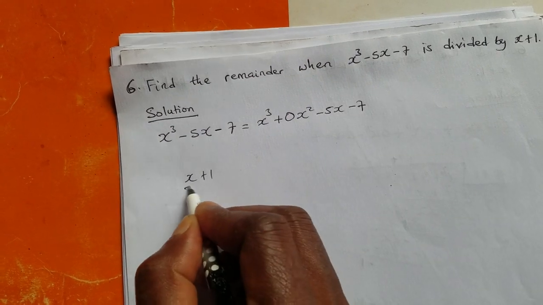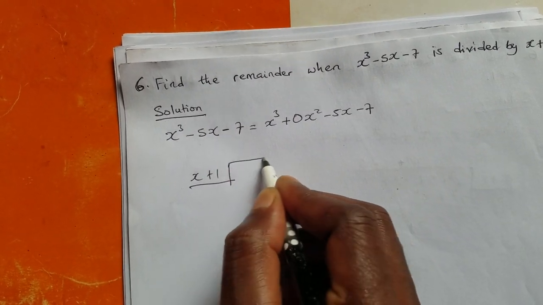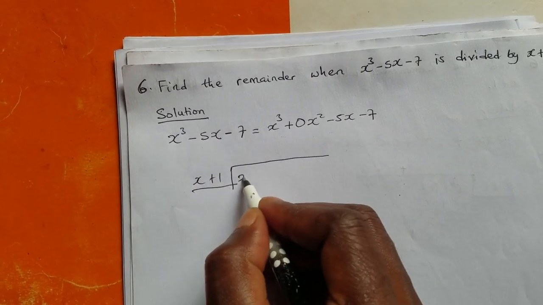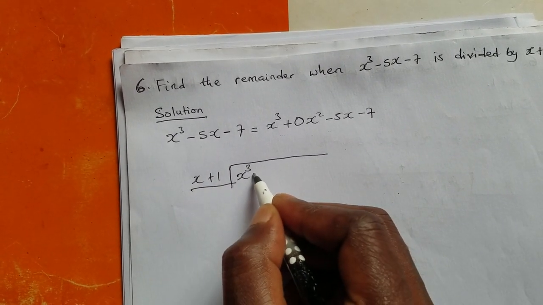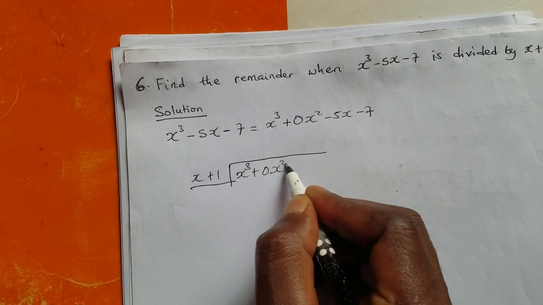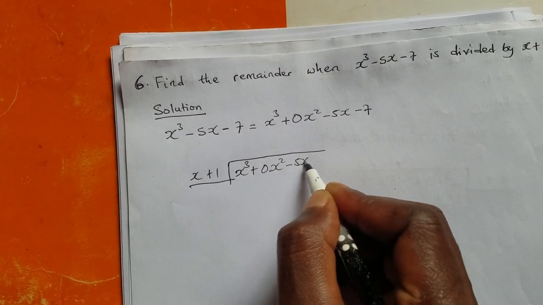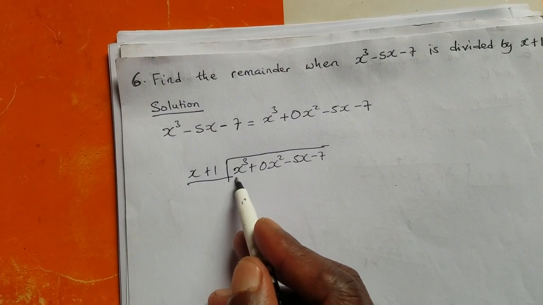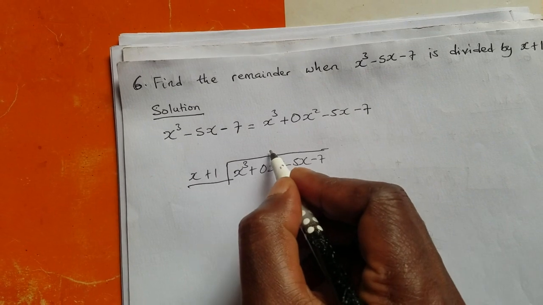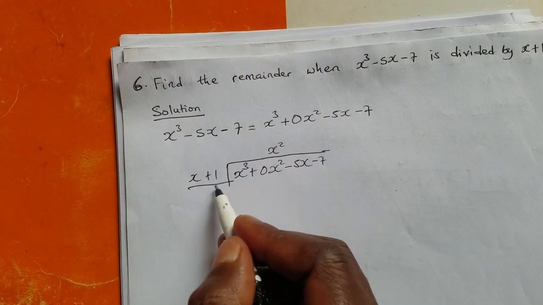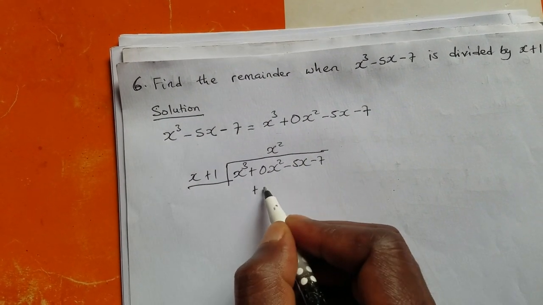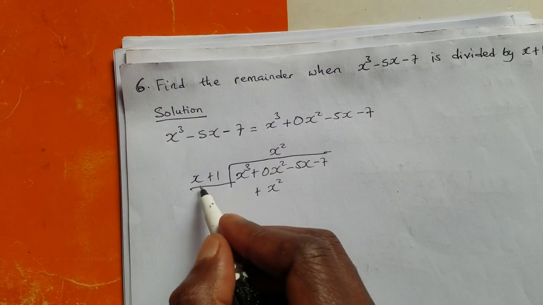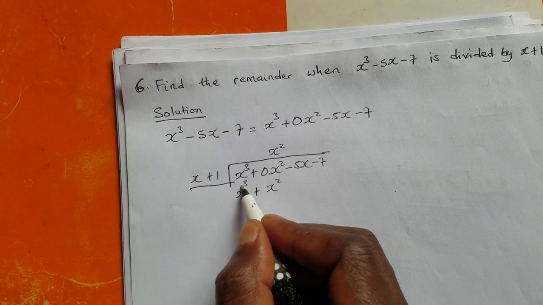x plus 1. So you write this equation. Since this equation is the same as this one, x to the power 3 plus 0x to the power 2 minus 5x minus 7. So x plus 1 into this one, that means it is x what? x squared. x squared multiplied by this, it is this, and x squared multiplied by this, it is x to the power 3.